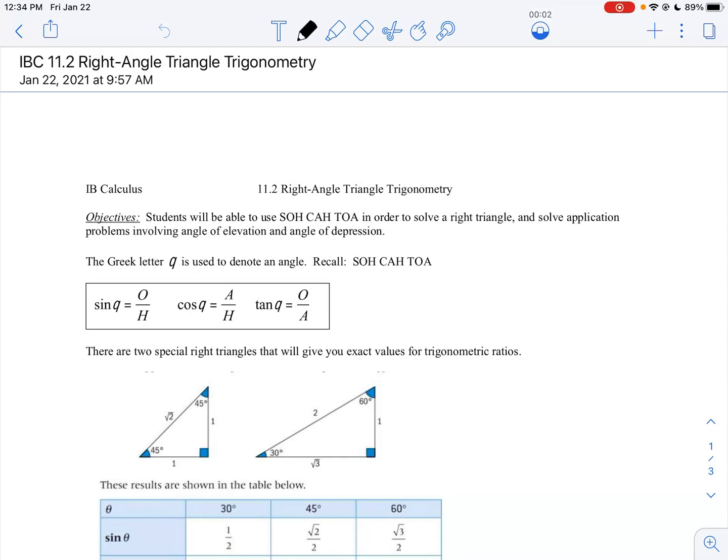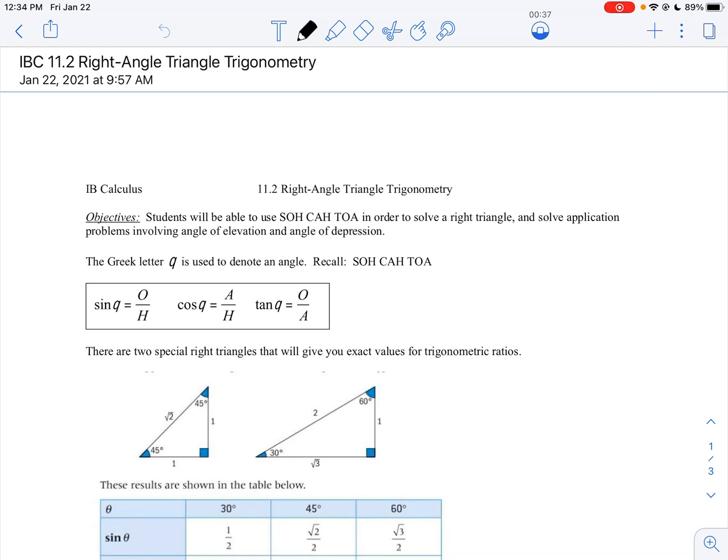Today we're going to begin 11.2 on right angle triangle trigonometry. This should be review for everyone, whether you are now in Algebra 2 or pre-calculus. I'm going to break this up into 2 class periods, even though I probably could power through. I'm going to make it a little bit shorter for you. The big idea here, in the objective: students will be able to use SOHCAHTOA in order to solve a right triangle. That's what we're going to accomplish today.